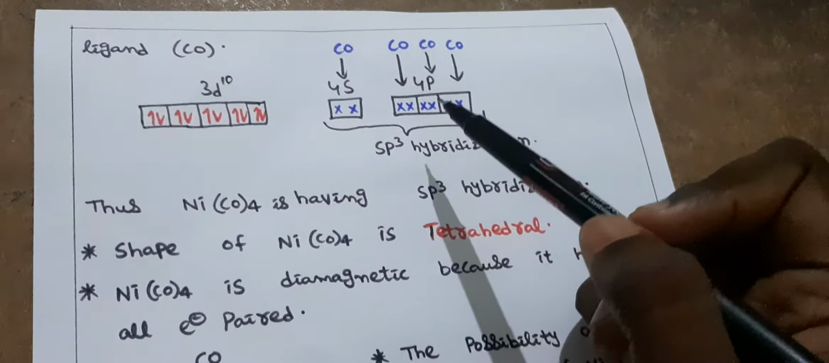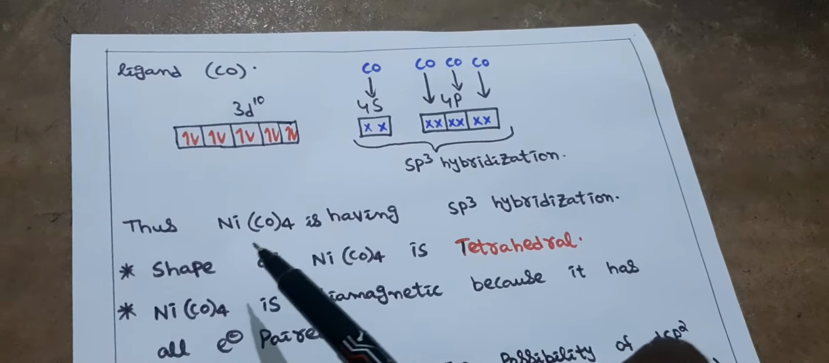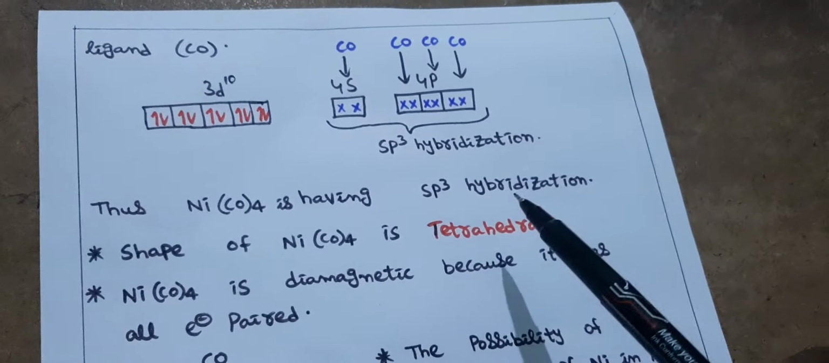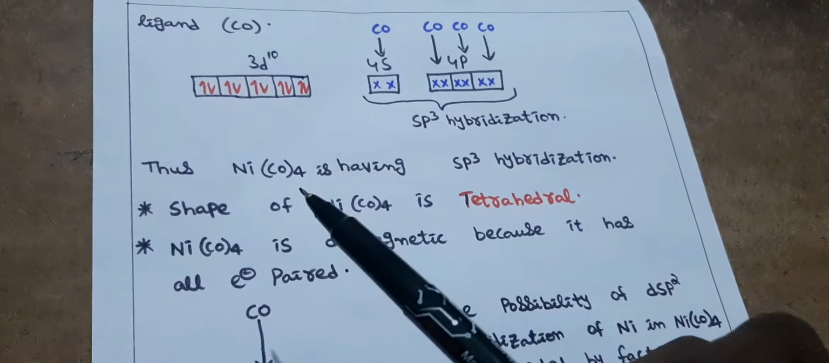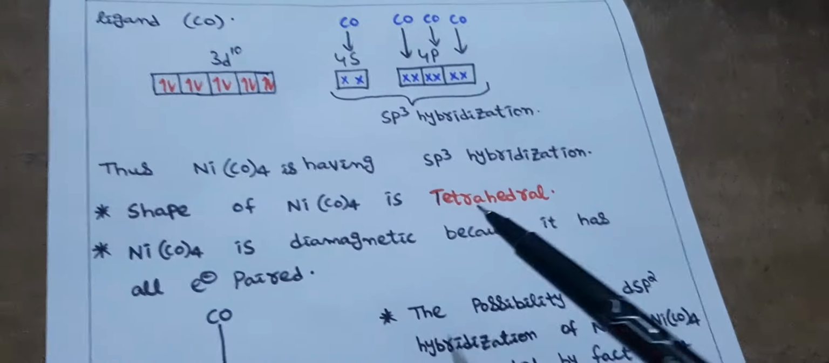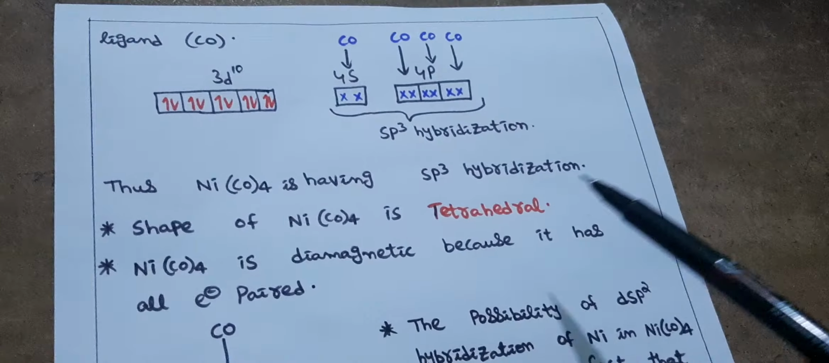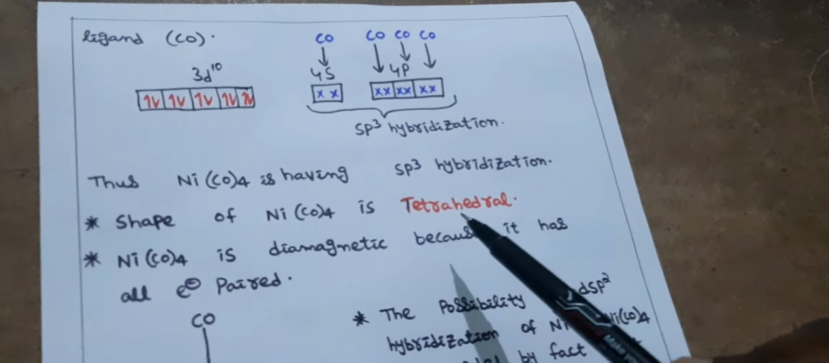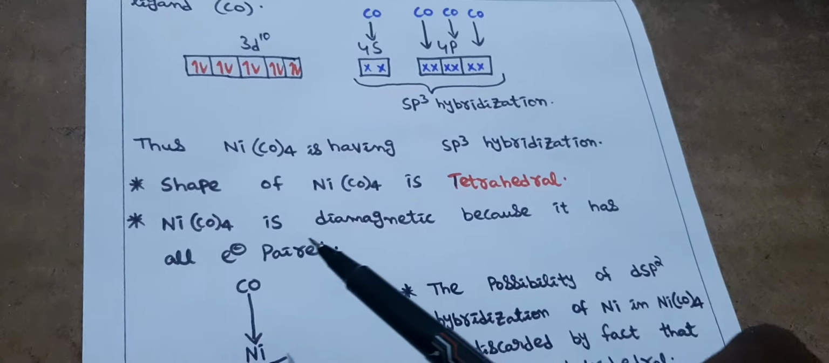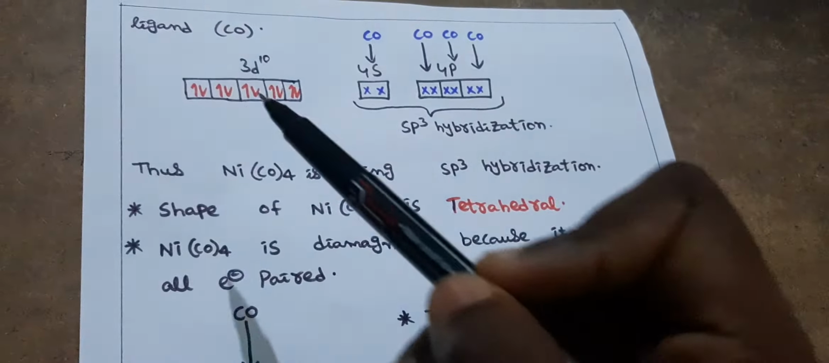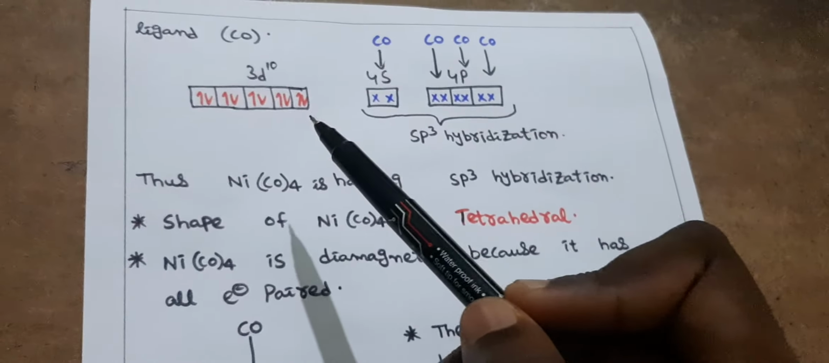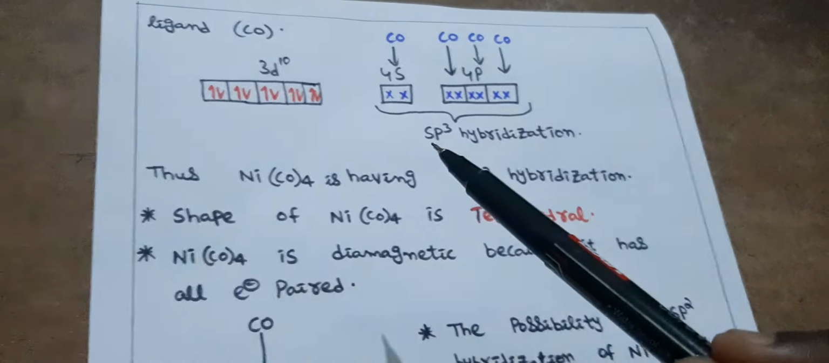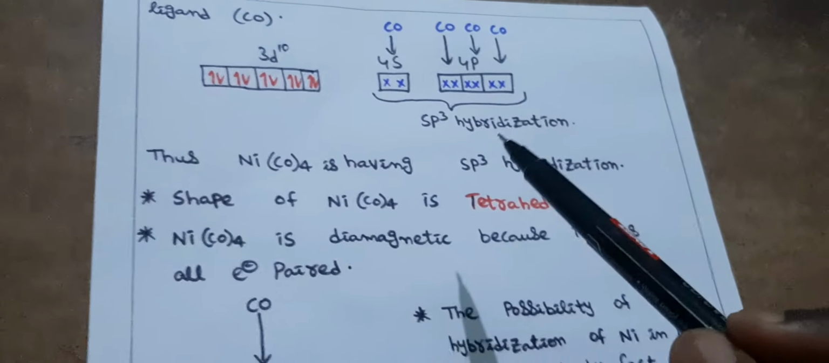So thus Ni(CO)4 is having sp3 hybridization. So the shape of Ni(CO)4 is tetrahedral. Yes, we all know, the geometry for sp3 hybridization is tetrahedral. Ni(CO)4 is diamagnetic because it has all electrons paired. Yes, look here. There is not even a single unpaired electron. All electrons are paired. So it will be diamagnetic in nature.